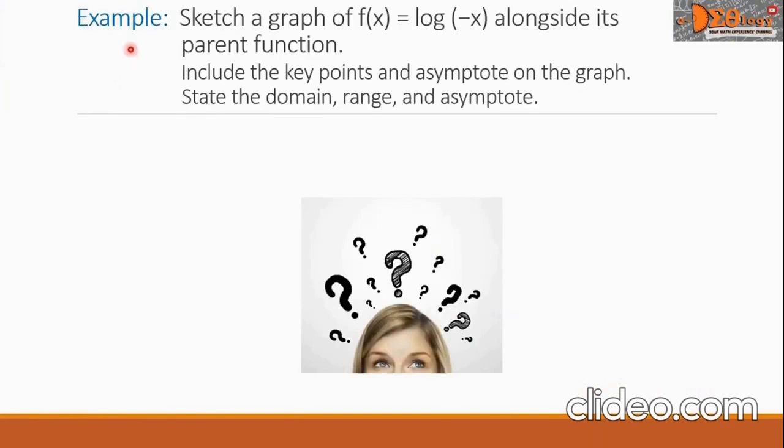Let us see this example. Sketch a graph of f of x equals log of negative x alongside its parent function. Include the key points and asymptote on the graph. State the domain, range, and asymptote.